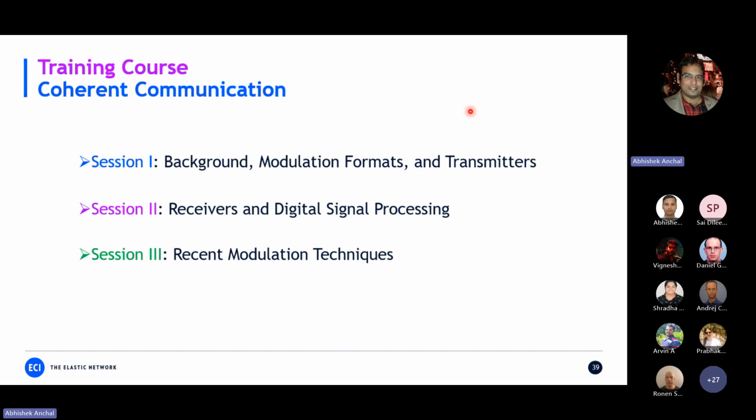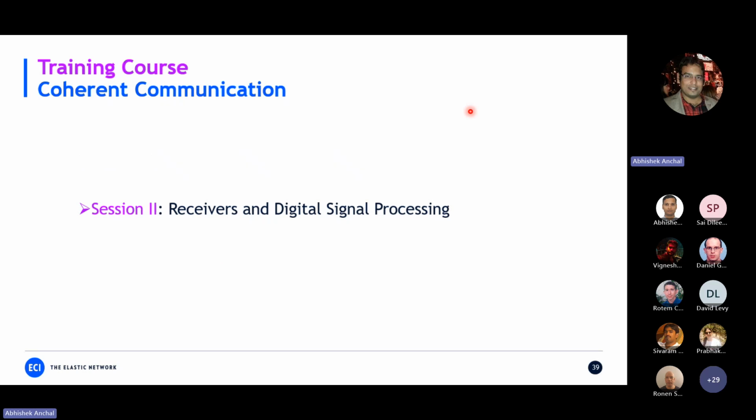So this course consists of three sessions. Session one, which is already done, was about background of communication, modulation format, and transmitter for higher order modulation. The second session, which is today, I'm going to discuss the receiver, particularly what the DSP in the receiver is and how it plays its role. And the third session will be maybe in the future, about the recent modulation techniques which came to the industry. Okay, so let's start today's session on receiver and DSP.